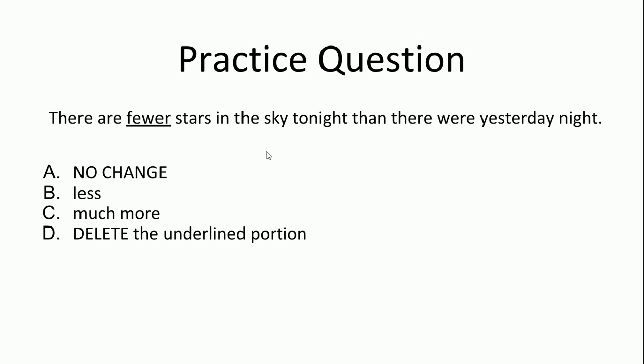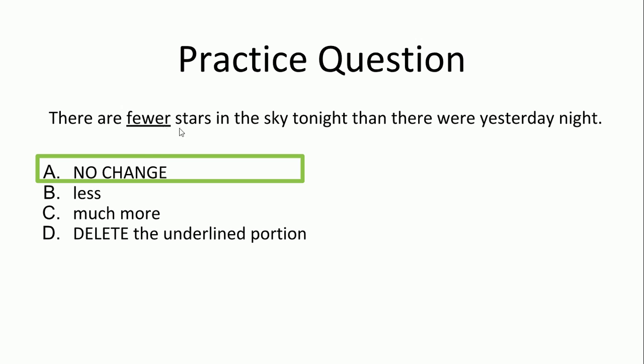And so again, a practice question. There are fewer stars in the sky tonight than there were yesterday night. What should we do here? Hey, remember how I said sometimes A is the right answer? Well, sometimes A is the right answer. Here, we just leave it as is. Fewer stars in the sky. Fewer stars is something that can be counted. Fewer is for countable objects, so this works.